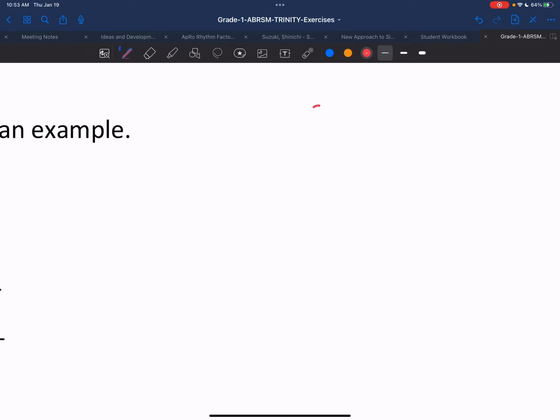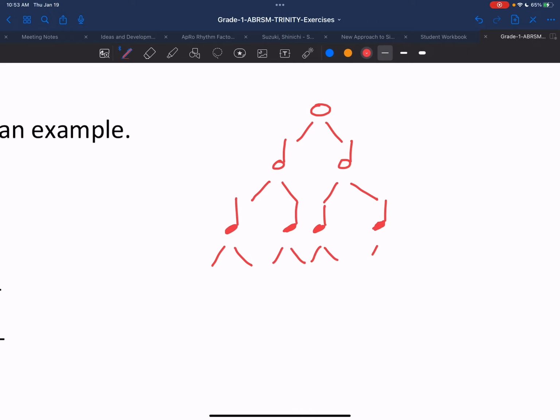So we have a whole note, which we can split into 2 half notes. We split our half notes again into quarter notes. So we have 4 quarter notes. Then we can split our quarter notes into eighth notes. Splitting our quarter notes into eighth notes, we have 2 eighth notes for every quarter note.